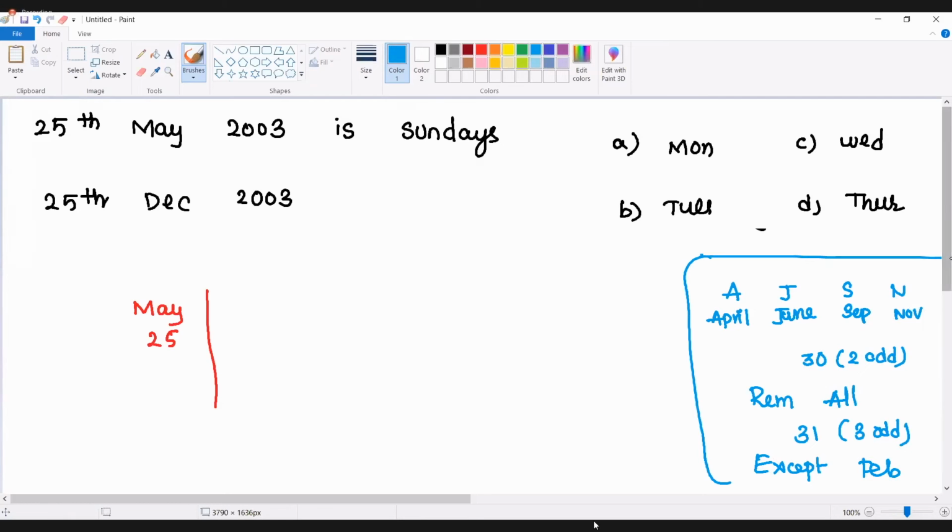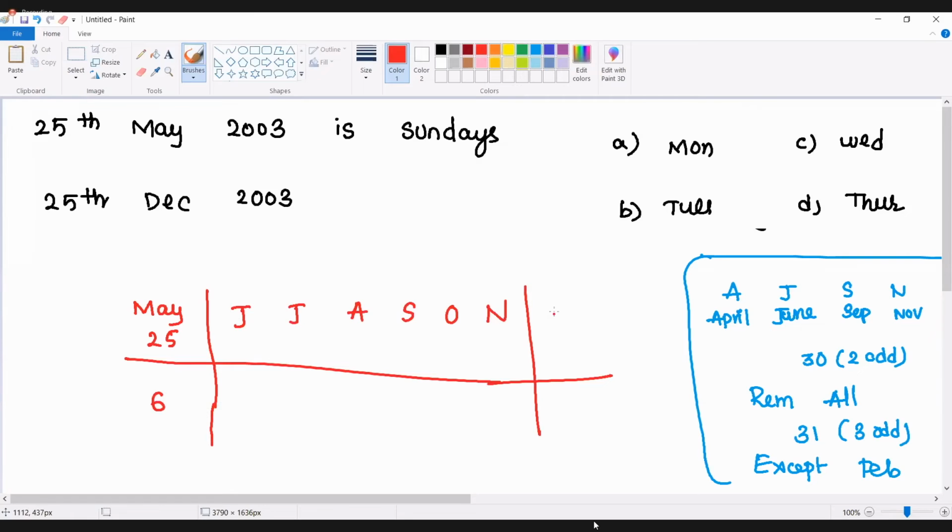Now look at this: to complete May, how many more days are required, my dear students? To complete May, we need another 6 days because May has 31 days. So after finishing May, June, July, August, September, October, November are completely over. In the month of December, we are at 25th. So this is what I am taking as a day scale. Now try to observe.